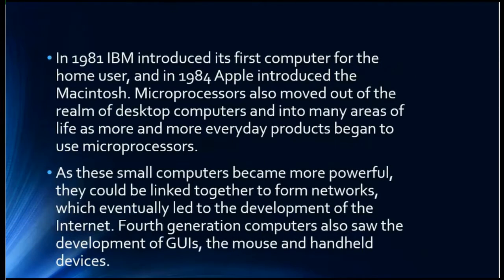In 1981, IBM introduced its first computer for the home user, and in 1984 Apple introduced the Macintosh. Microprocessors also moved out of the realm of desktop computers and into many areas of life, as more and more everyday products began to use microprocessors. As these small computers became more powerful, they could be linked together to form networks, which eventually led to the development of the Internet. Fourth generation computers also saw the development of GUIs, the mouse and handheld devices.